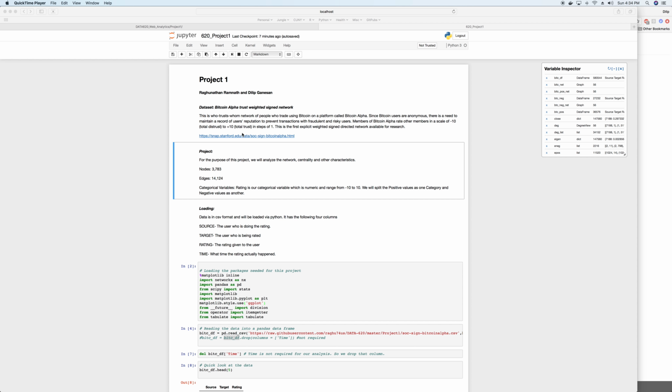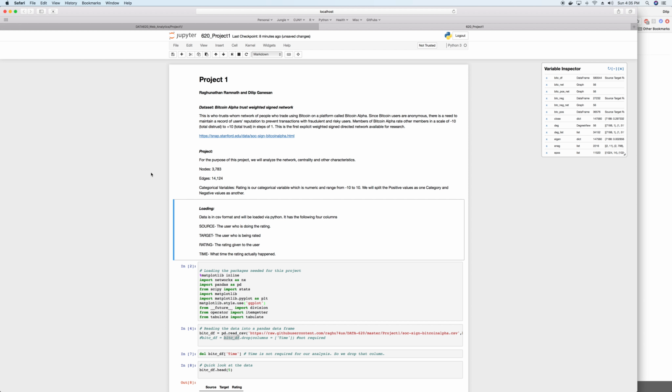For the project, we went ahead and took the data set from our Snap database. There were many Bitcoin related data sets, and we took this particular one. We said we will analyze the data set, and since the rating was there in the data set, we thought we will use the rating as a categorical variable, wherein we will split them into both positive values and negative values, and then go about doing the analysis.